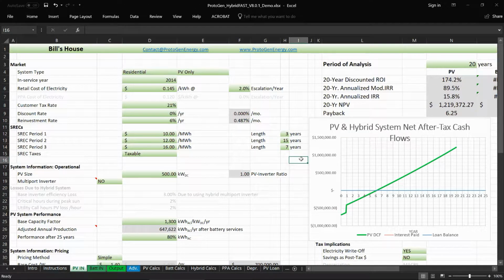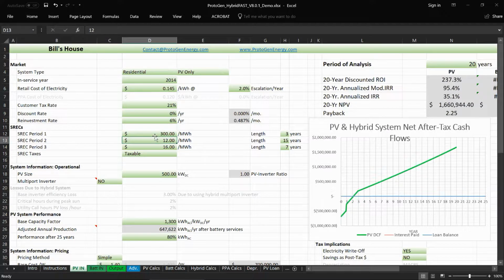So now we have, yet again, a slightly more optimistic cash flow. Let's talk about SRECs. In Pennsylvania in 2008, 2009, the market was good, maybe almost $300 per megawatt hour good. Right next door in New Jersey, the market was even better. They were having SRECs at $600 per megawatt hour.